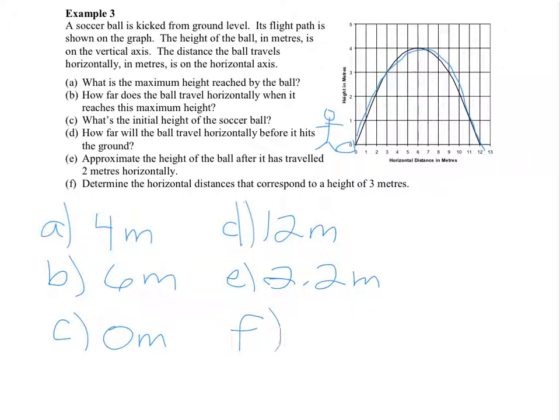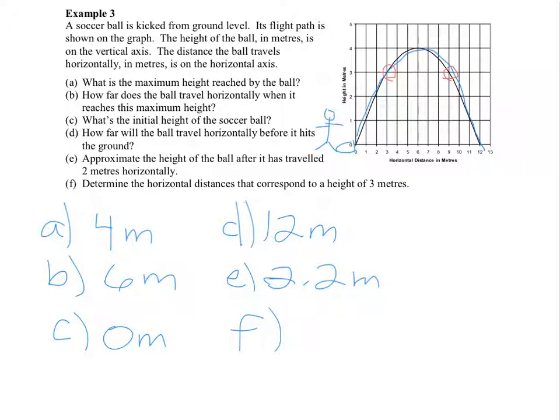And F, determine the horizontal distances that correspond to a height of 3 meters. So we need to look at a height of 3 meters, and we've got 1 point there, but then the ball also comes up, hits 3 meters, goes above 3 meters and comes back down to a height of 3 meters again. So there are 2 spots that we have to be aware of, okay?